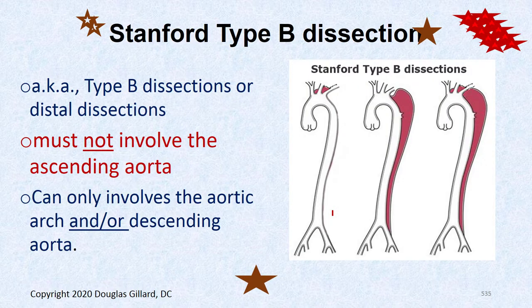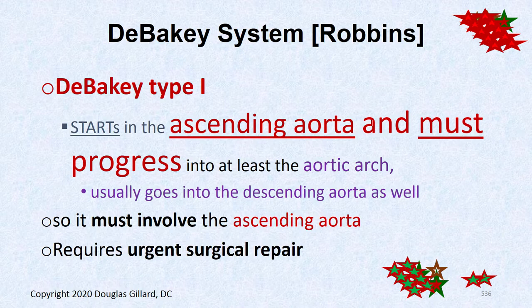Let's make short work of type B dissections. Really quite easy. These involve a dissection anywhere except the ascending aorta. So here's a dissection in the arch. Here's one that's just past the arch. So it doesn't matter. Here's the arch and the descending aorta. Doesn't matter, but the rule is it cannot touch this area. So that's pretty simple. DeBakey's a little bit harder.